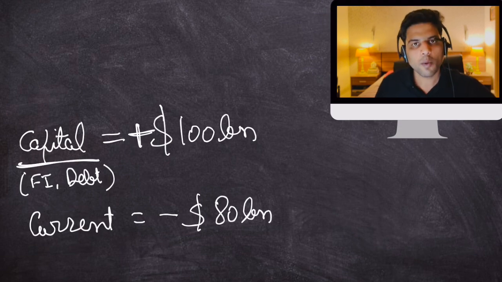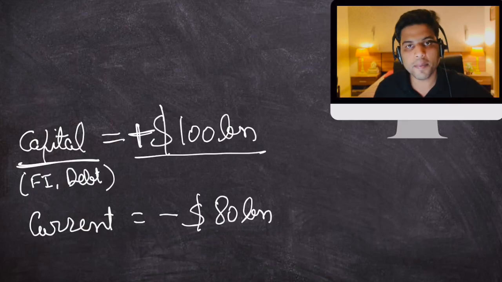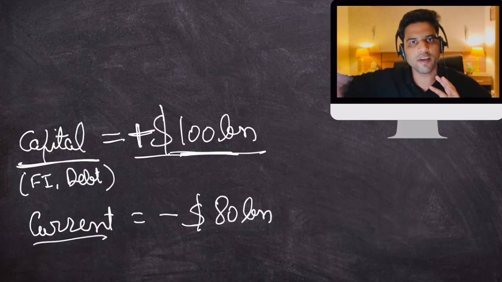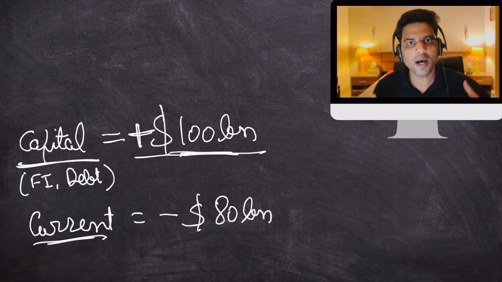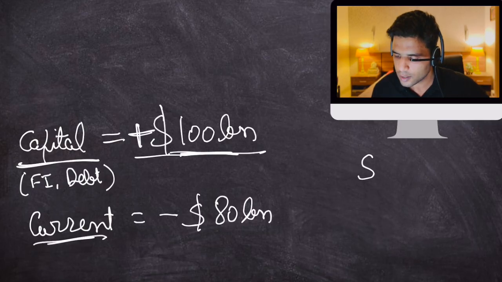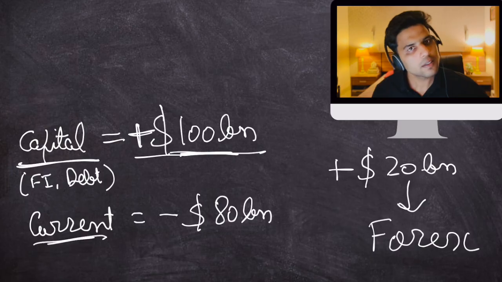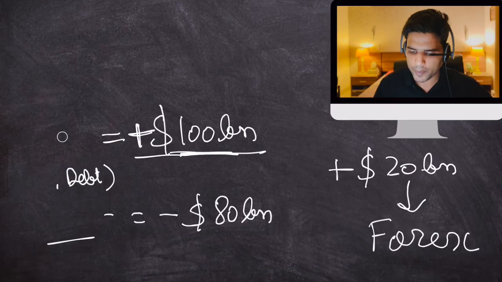Now, what is happening? Of this extra $100 billion coming to India, $80 billion went away in current account deficit. Yes, $100 billion came to India, $80 billion went away from India in current account. So now we are left with just $20 billion extra. This extra $20 billion would go to forex. Simple. Make sense?